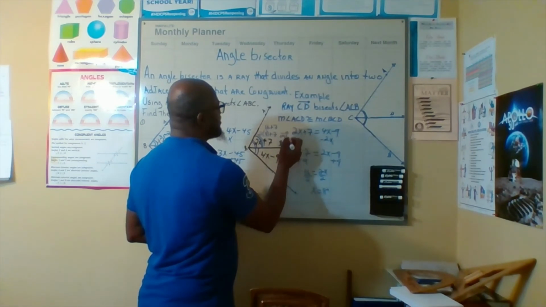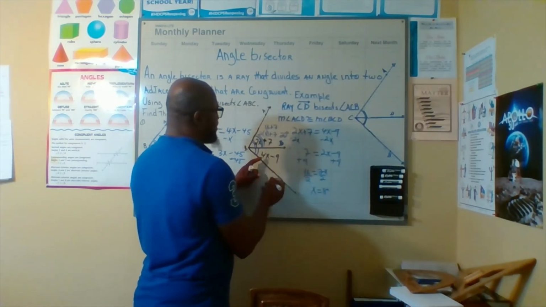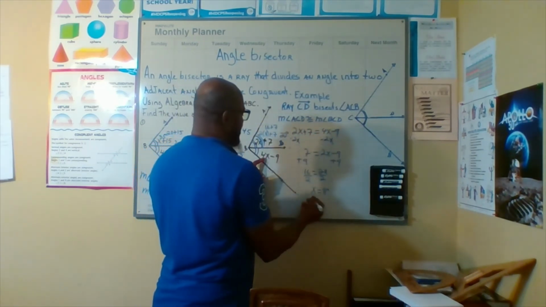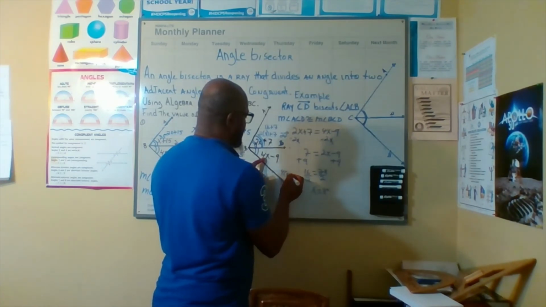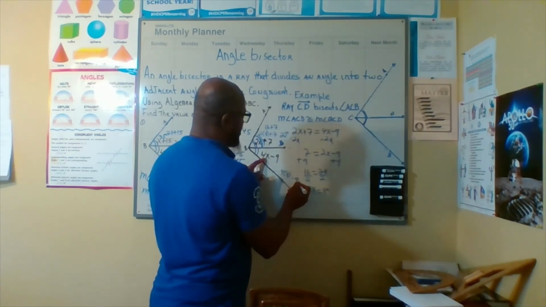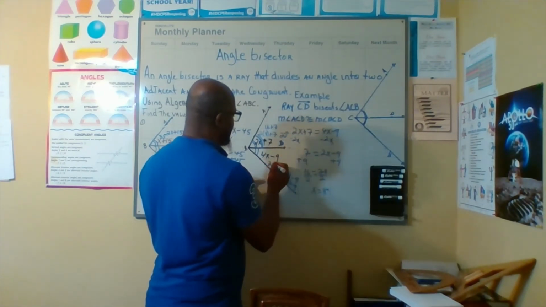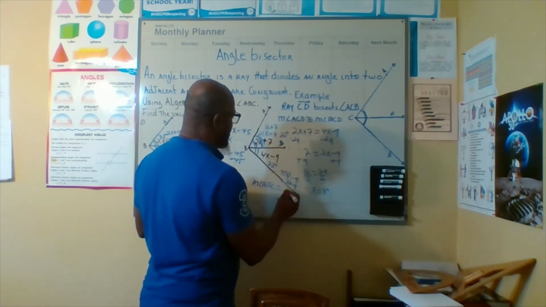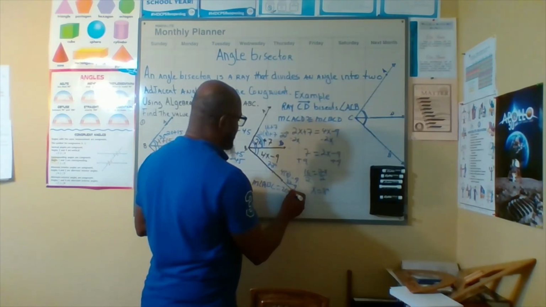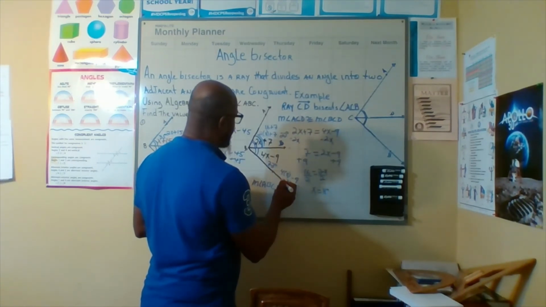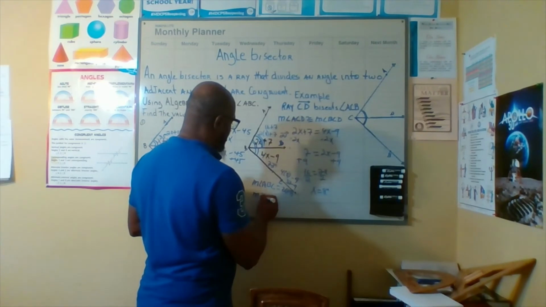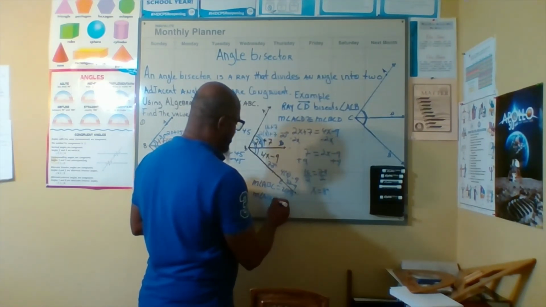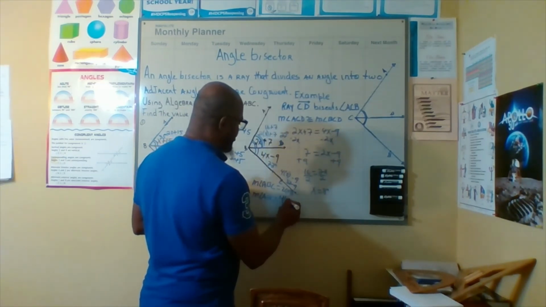So if this is 23, this has to be 23. So you'll have 4 times 8 minus 9, that will be 32 minus 9 is 23 degrees. So the entire measure of angle ABC will be 2 times 23. So the measure of angle ABC will be 46 degrees.